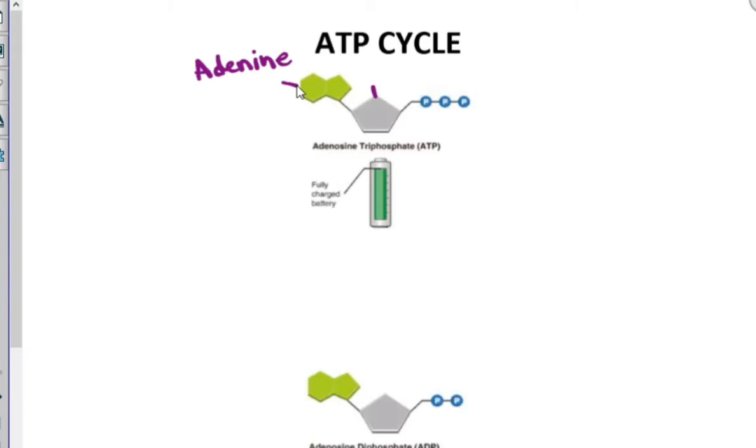This is a sugar. This is the sugar ribose. How do you know it's a sugar? Ending in OSE. So adenine and ribose together are called adenosine. You see that word down there? All of the molecule is important, but that's not the part of the molecule we're going to spend the most time talking about. Adenosine triphosphate. What does the prefix tri mean? 3. So this is called triphosphate because it has 3 phosphates.